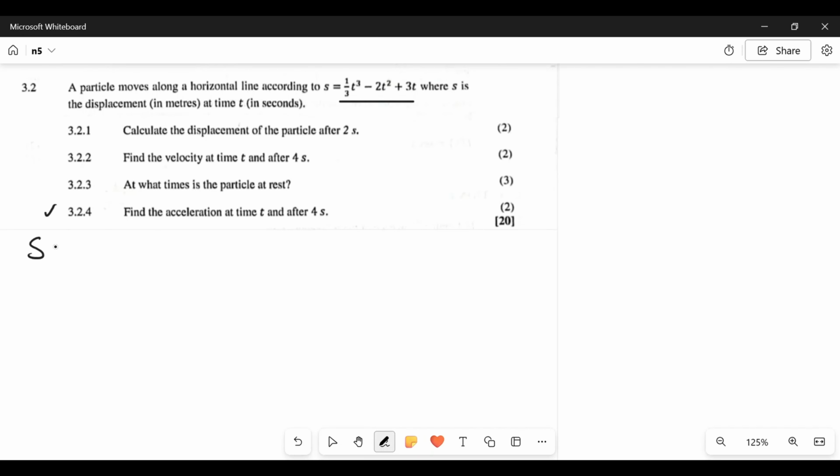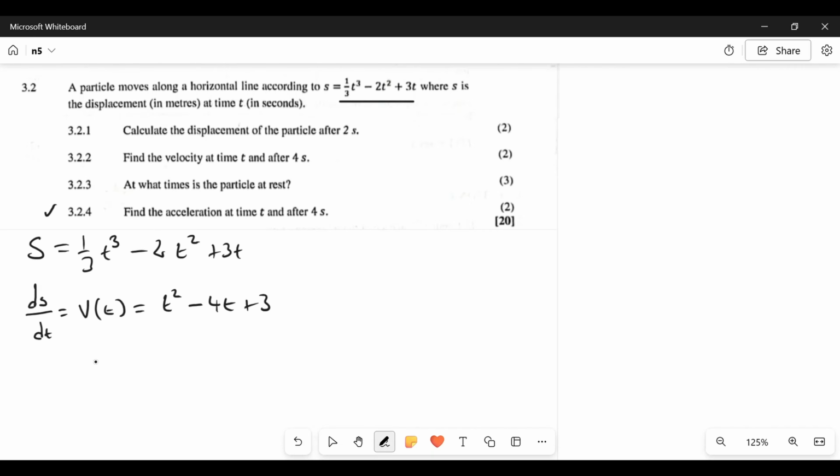Now let's start from the beginning. Remember, we have the displacement. It goes like this: we have 1 over 3 t cubed minus 2 t squared plus 3t. This is the formula for displacement. When we derive this, which is going to be ds over dt, or which is the same as v of t, which is the velocity, we're going to have t squared minus 4t plus 3. So this here is the first derivative, which equals the formula for velocity.